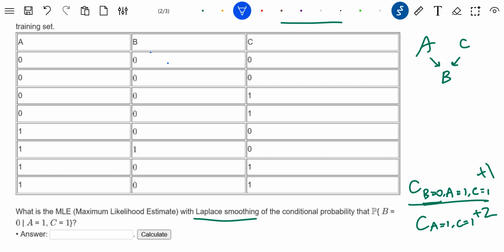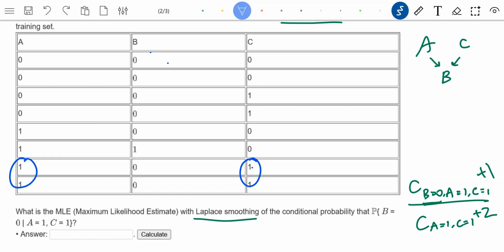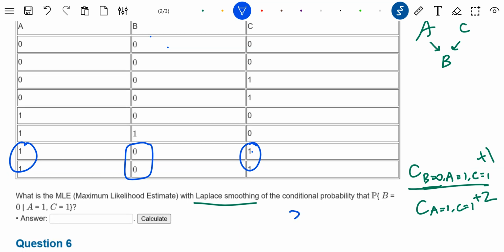Okay, so let's just count stuff. A is 1 and C is 1, let's see. A is 1 and C is 1. And there are 2 of these, and among them B is always 0. So on the top is 2 plus 1, on the bottom is 2 plus 2. So at the end it's 3/4.